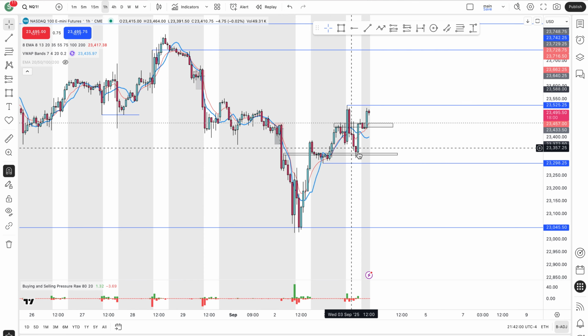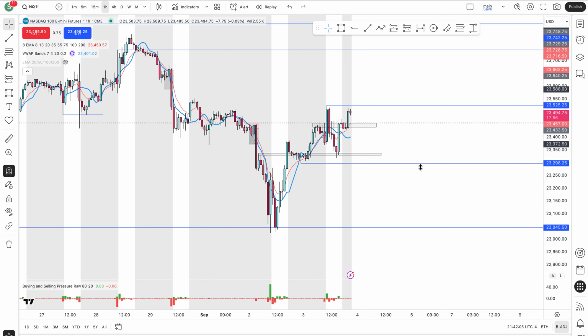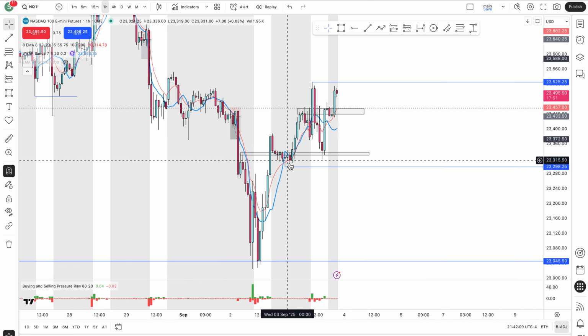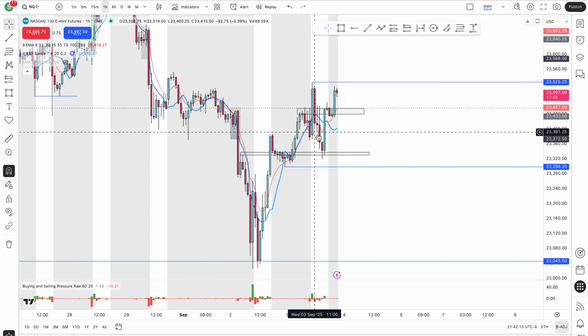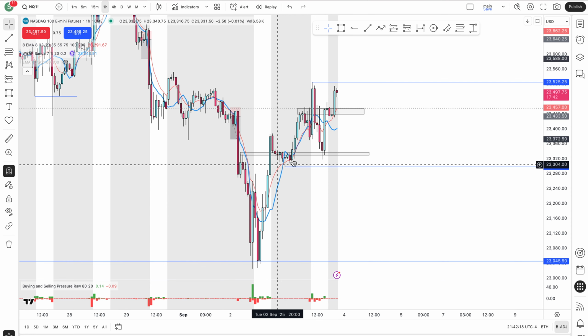I posted on my Twitter right here. I said, this is the area that price needs to hold if this uptrend is going to continue. Why? Because this is the swing low that caused the next leg up, making a new high. So if the uptrend is going to continue, we need buyers to defend the latest swing low.